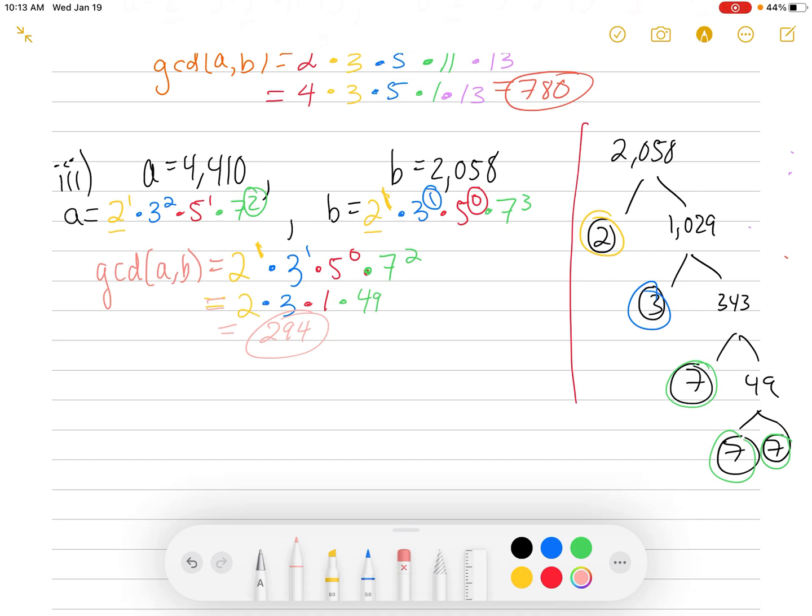All right, so that is going to be it for this video. And we'll actually continue looking further. In the next video, we'll look at the concept of relatively prime. And we'll look at something called the Euler totient function.